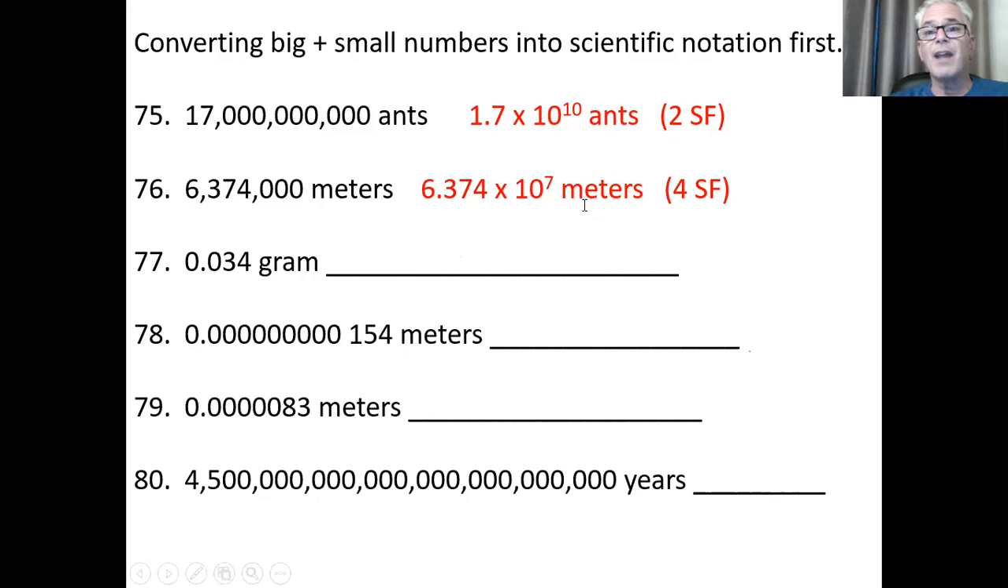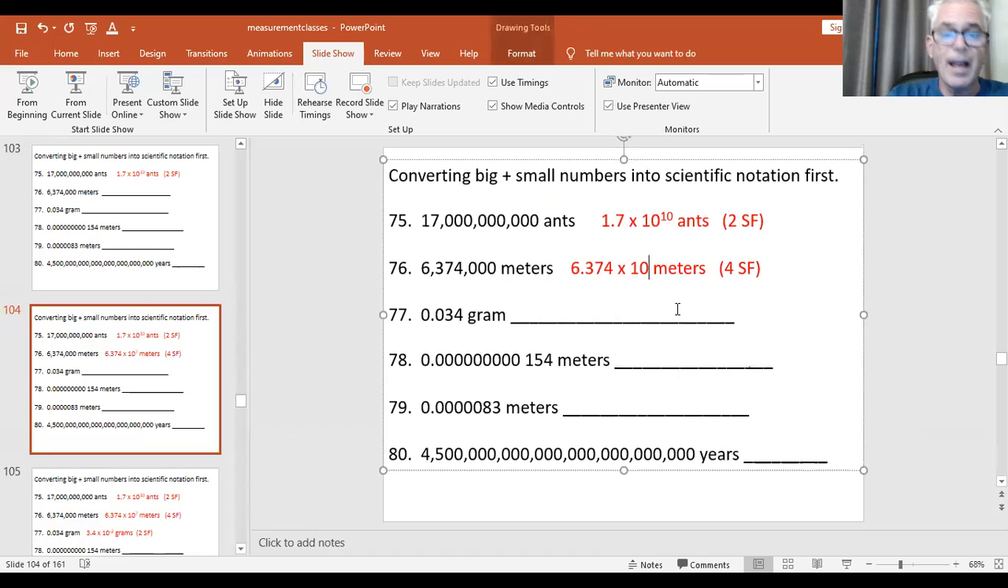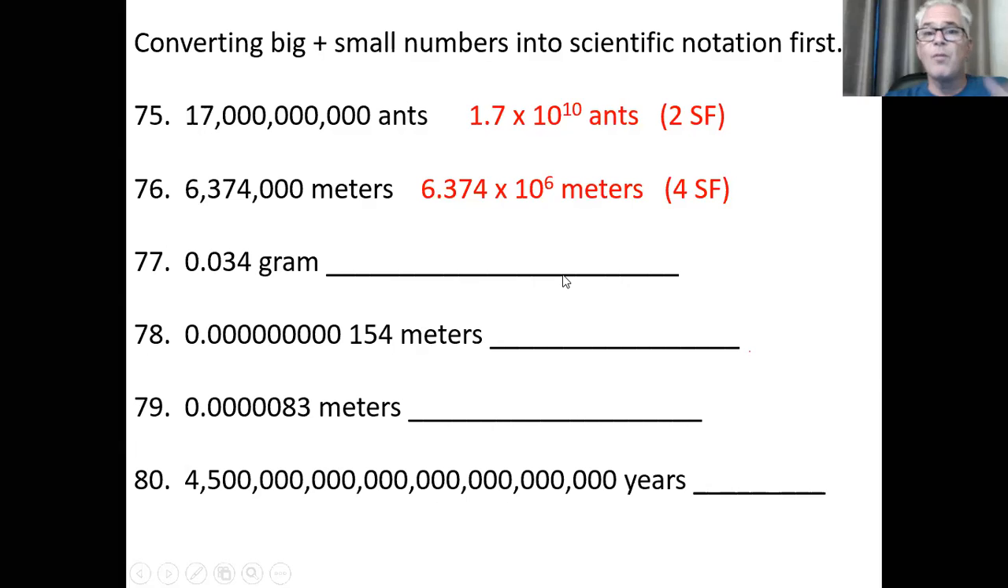I'm going to fix that right now as we stay here, and I'll hit save, and then we'll view from the current slide, and voila, it's fixed. Sorry about that. Number 77 is a small number. This is a very, very small number, 34 thousandths of a gram. This is less than 1.